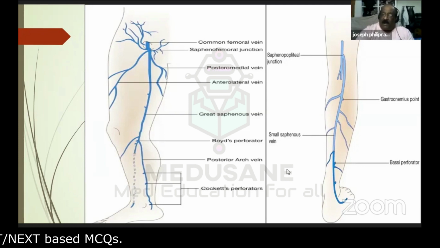All these tests are done making the veins empty in the lying down position and then tying the tourniquet to locate the site of incompetence.